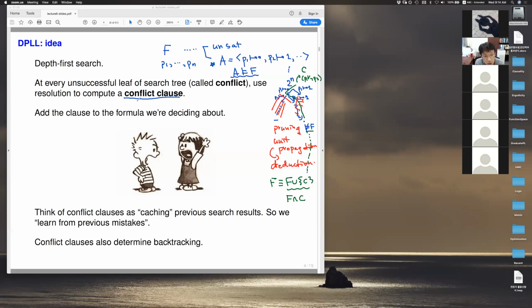This clause C is called a conflict clause. As I said, we try to encode, informally, the core reasons for the failure. And the last sentence in this slide said that it also determines backtracking. That means it will help us do more aggressive pruning so that we don't have to repeat the same kind of mistake. Just to recap, DPLL at a high level is a depth first search with pruning, but it learns from the failed case. It learns the core reason of the failure, and that will help us do more aggressive, more efficient pruning so that search can proceed much more efficiently.